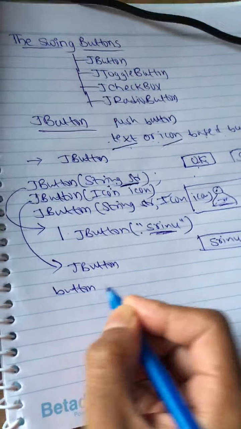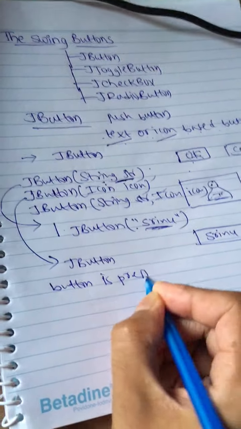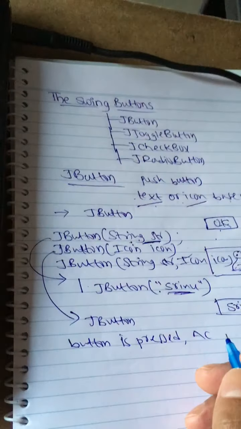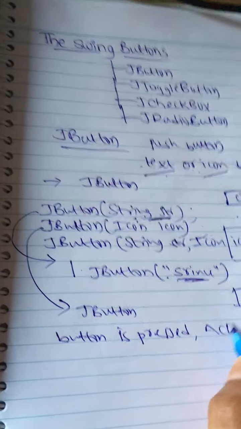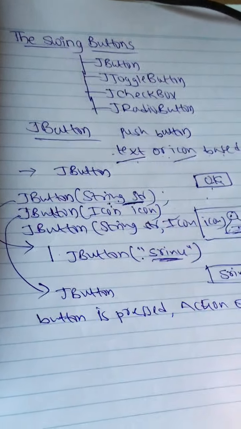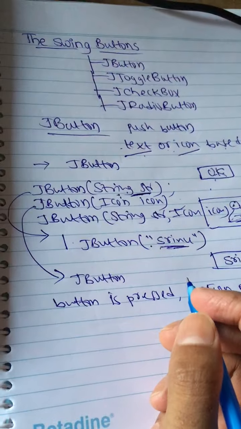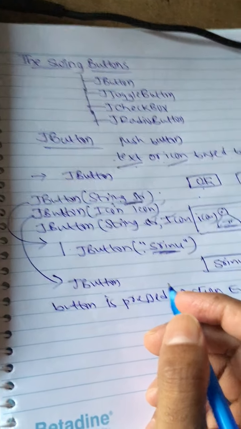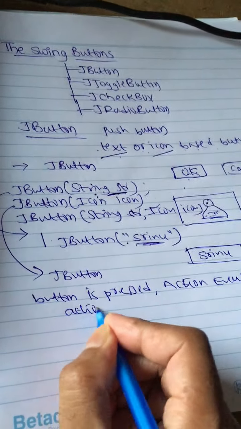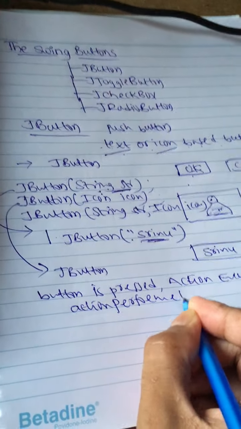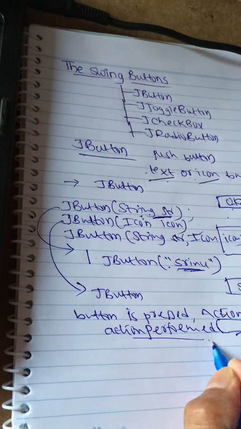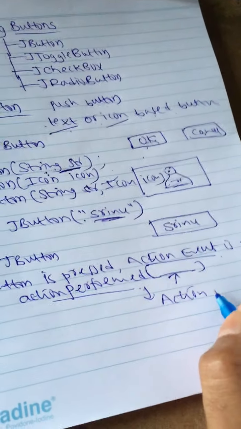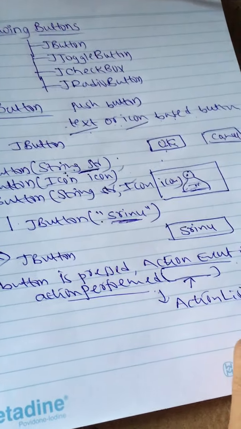Now, when a push button is pressed, an action event is generated. This ActionEvent object is passed as an argument to the actionPerformed method. We pass the ActionEvent object as a parameter to the actionPerformed method, which is a method of the ActionListener interface.